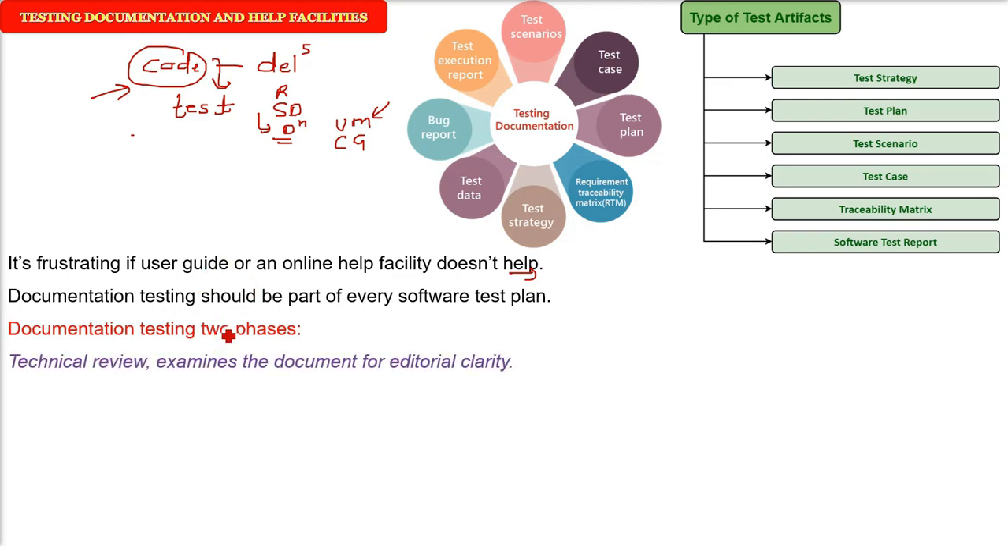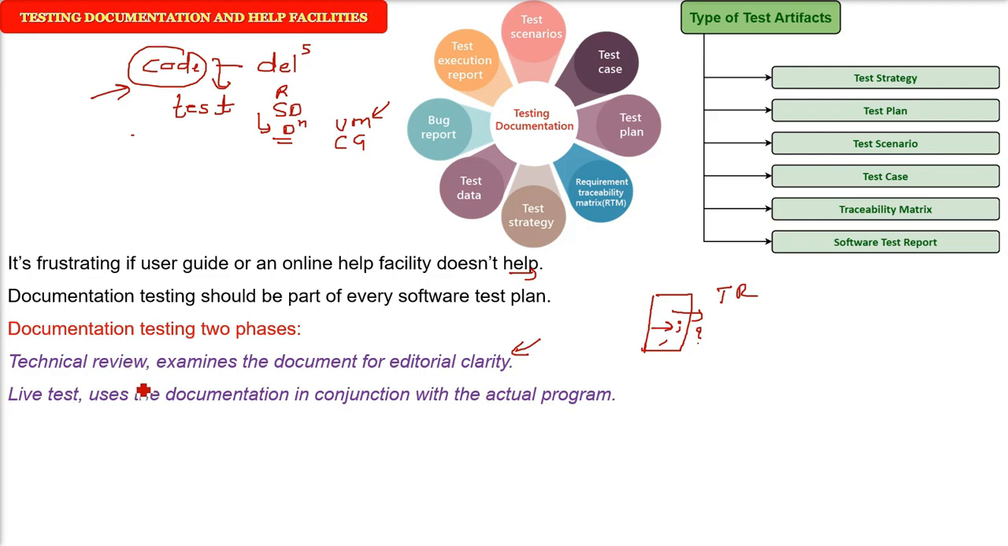So documentation testing normally happens in two phases. The first is the technical review. That is, a person will sit and check the editorial clarity: a semicolon is not there, the sentences are not properly formed, or they are ambiguous, or they are not pointing to what we wanted. For any novice user, it should help.